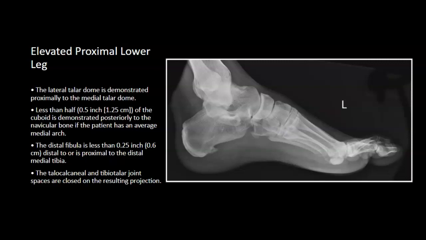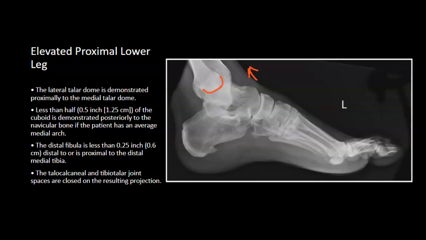The distal fibula is less than a fourth of an inch distal to, or is proximal to, the distal medial tibia. So you can see that this relationship of the fibula went kind of in the upward position when that proximal lower leg is elevated. The talocalcaneal and tibiotalar joint spaces, well, they're closed. We can't see anything there.